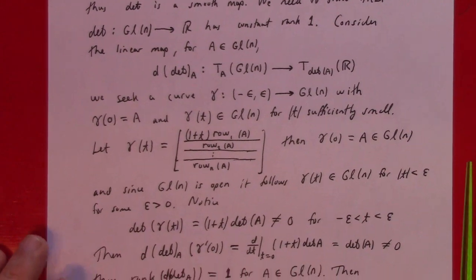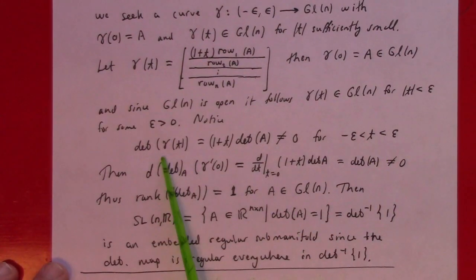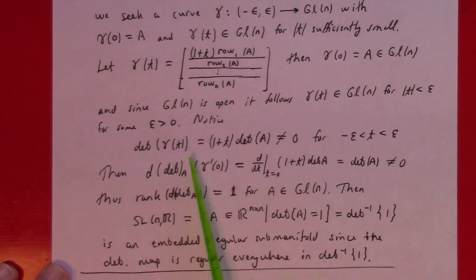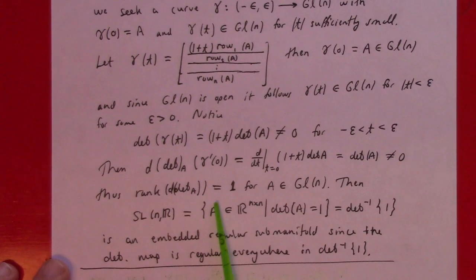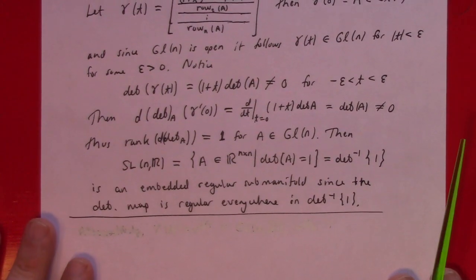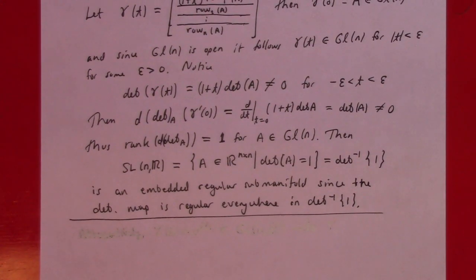So, great. On the other hand, the determinant of this curve is 1 plus t times the determinant of A, using the multilinearity of the determinant, and that's non-zero for epsilon sufficiently small. But the derivative of the determinant at A acting on gamma prime of 0 is that, which is determinant A. Therefore, the rank of the differential of the determinant is 1 for A in GLN, and then we get that SLNR is a submanifold.